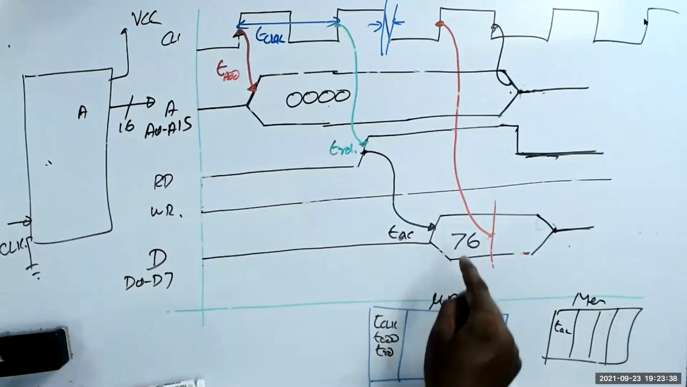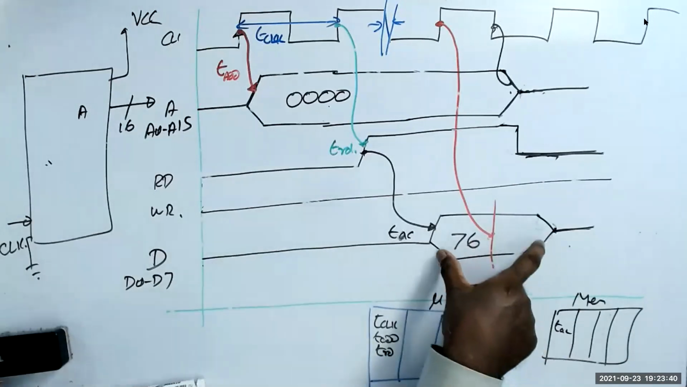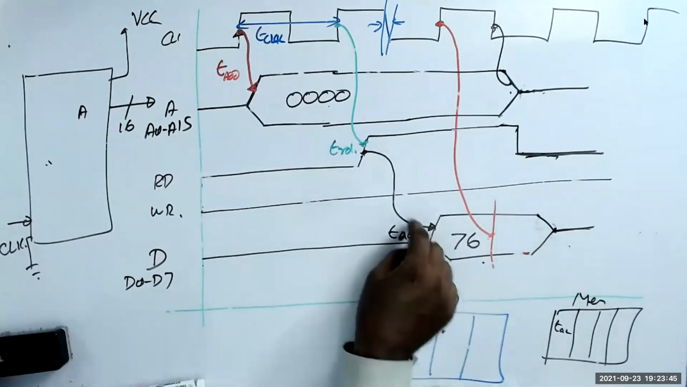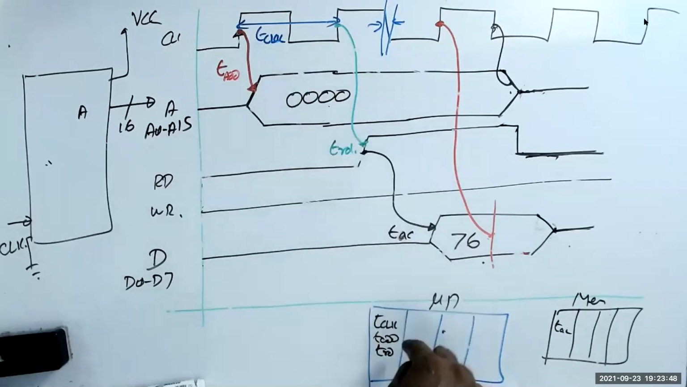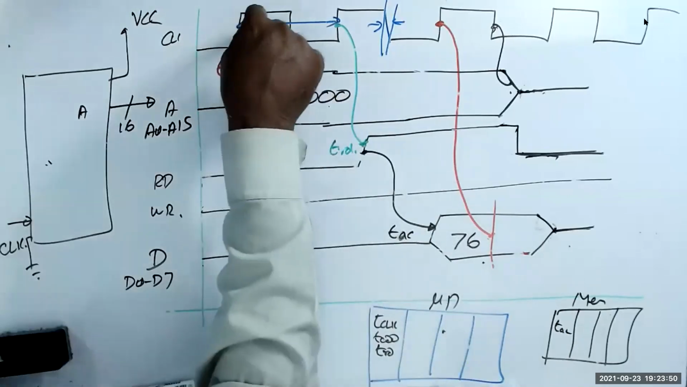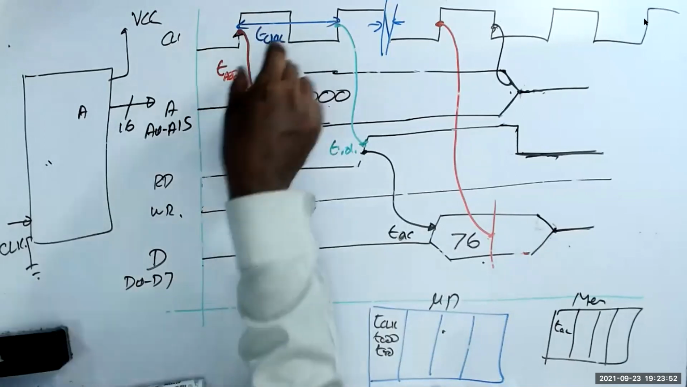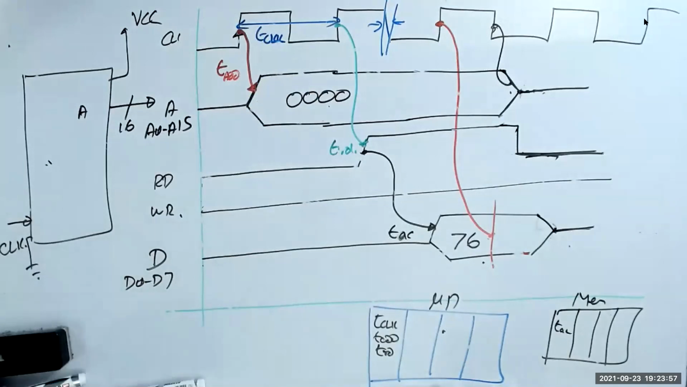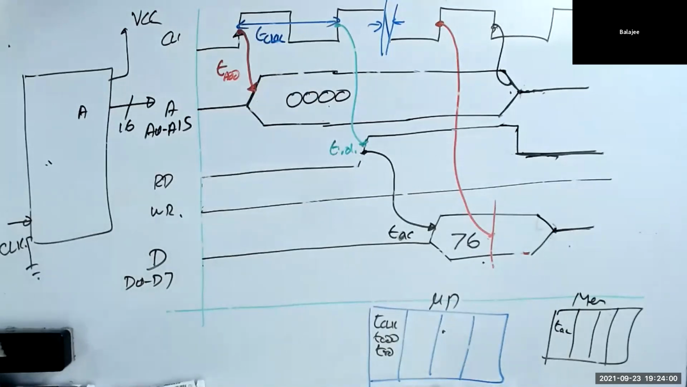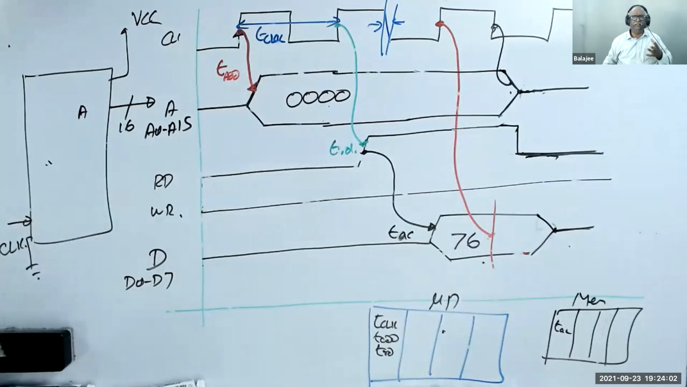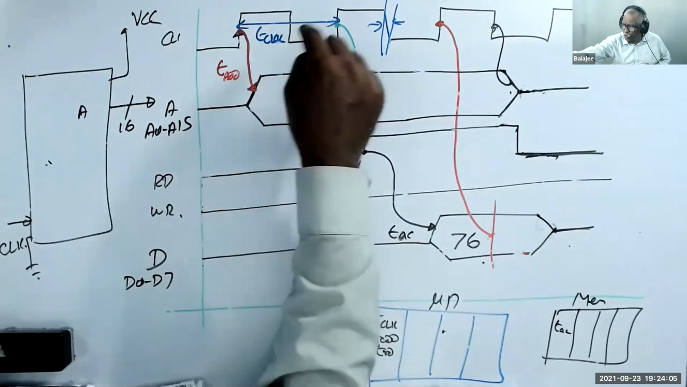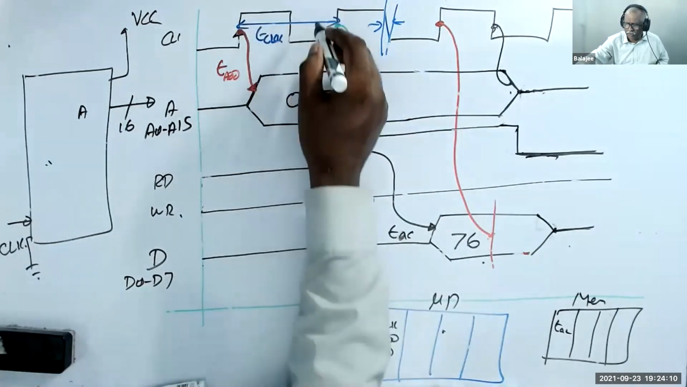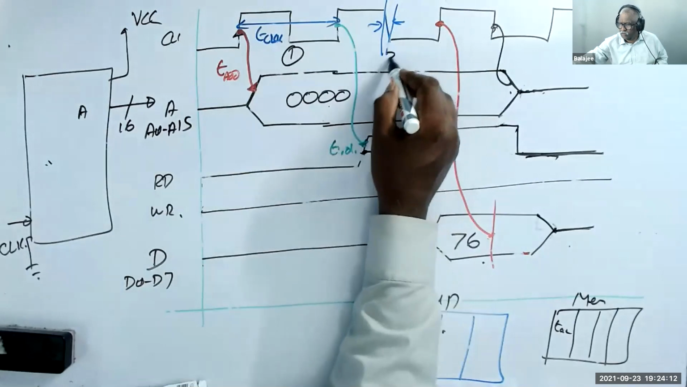Understood? The microprocessor doesn't know how much time the memory will take after you give a read. So this depends on memory, and these depend on the microprocessor, based on the clock. If you reduce the clock duration, then the time will change. Is it clear? Now I say that this is 1, this is 2, this is 3.